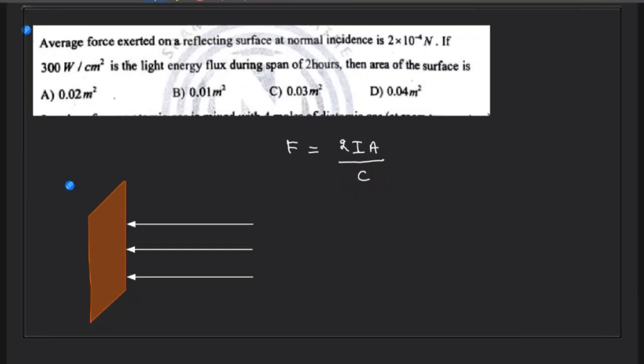Therefore, everything here, force and so on, is known, so you could say directly here this A is equal to F into C by 2I. F into C by 2I. So you can directly get the answer from here, right?